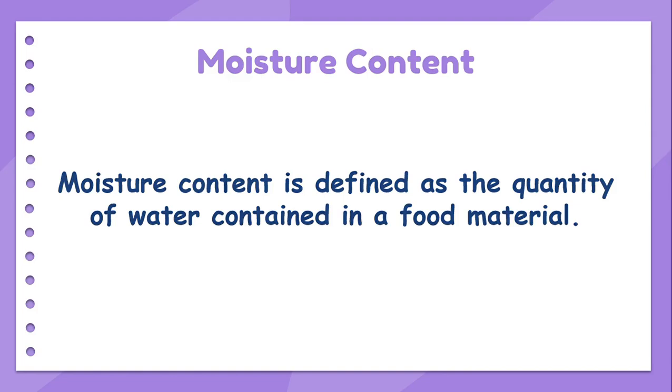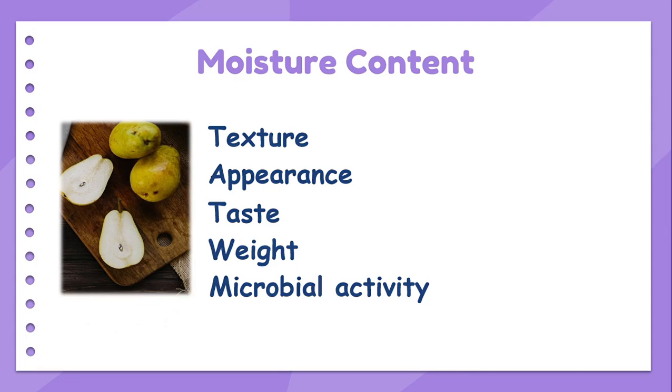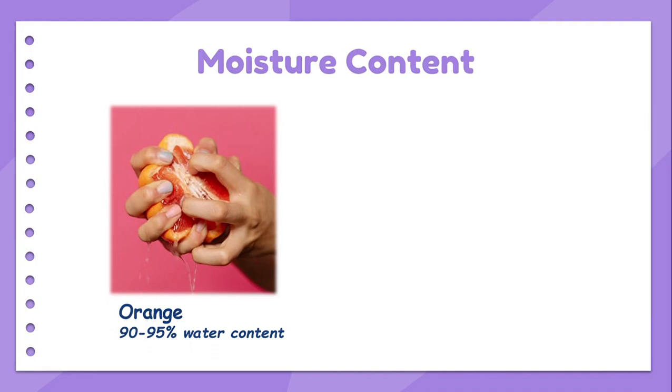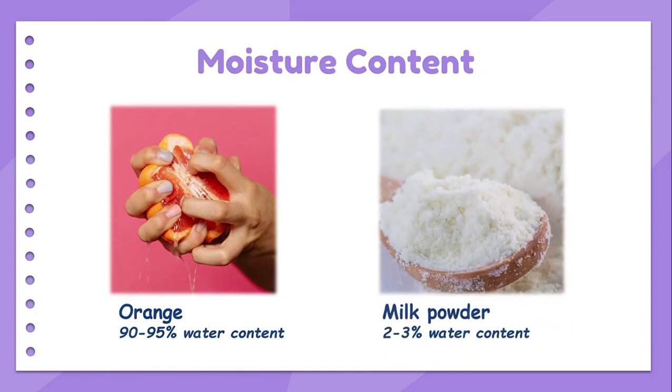Why is moisture content an important parameter for food? Moisture content gives impact to properties of food such as texture, appearance, taste, weight and microbial activity in foods, which determines the quality and shelf life of food products. Optimal moisture content varies among different types of food. For example, fresh fruits like orange, strawberry and apple have high moisture content at about 90 to 95%. In contrast, spray dried milk powder has only 2 to 3% of moisture content.